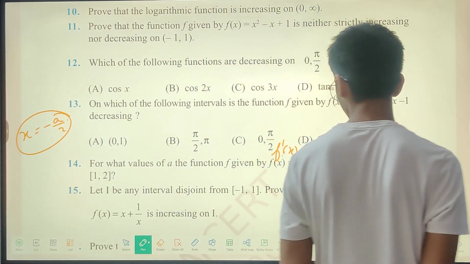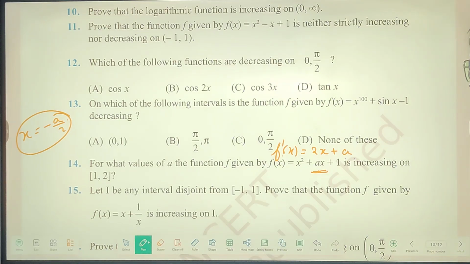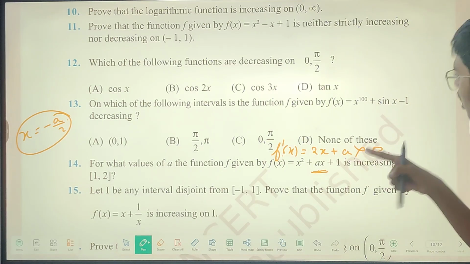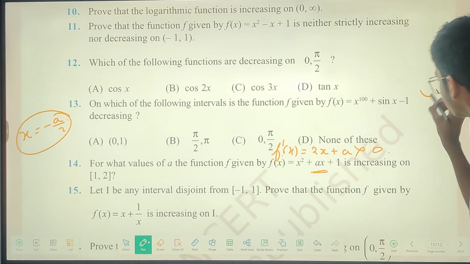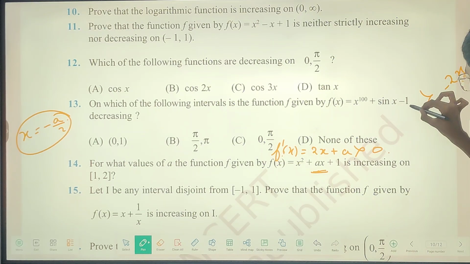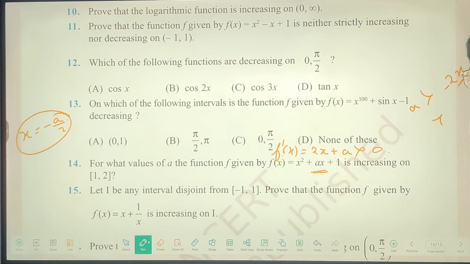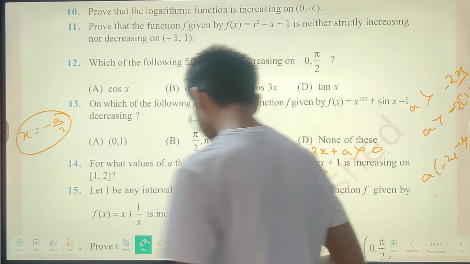Now we should plot a graph. See, here they have given that it is increasing in this particular interval. That means f dash is greater than 0 in this interval, where x is 1 to 2. So you just put minus 2x as a. Then in the given interval it is entirely negative. So the answer is a can be from minus 2 to minus 4.